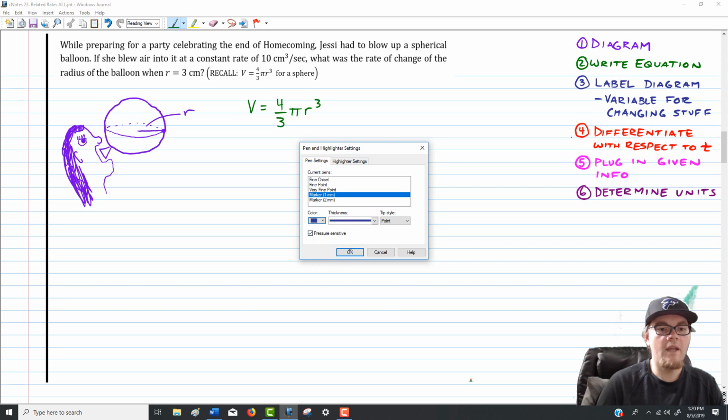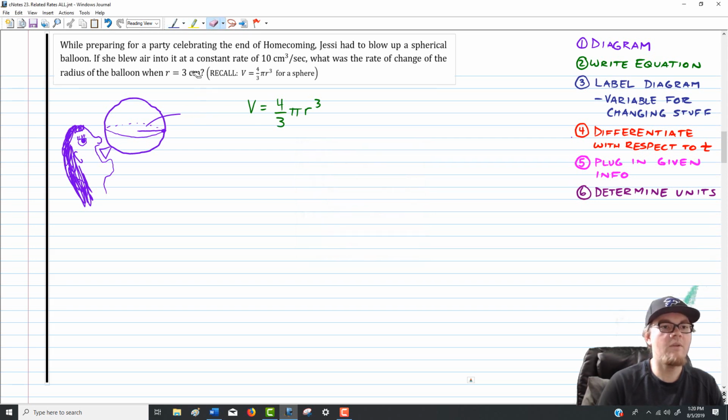Our next move is to label the diagram, but you can see I'm kind of doing that implicitly with my diagram anyway. I'm going to say that that's r, our radius changing, and then specifically we are interested in the rates of things when r is 3 centimeters. So that's our snapshot moment that we're looking at.